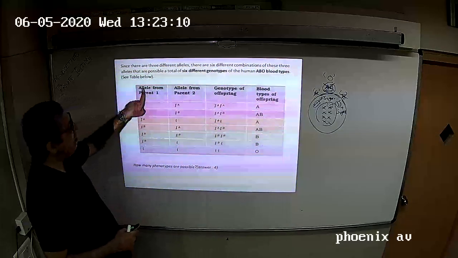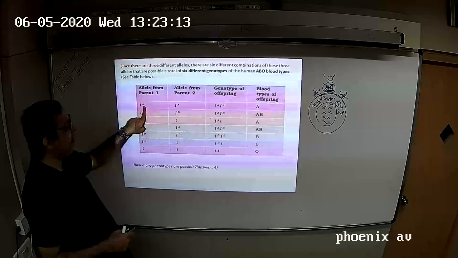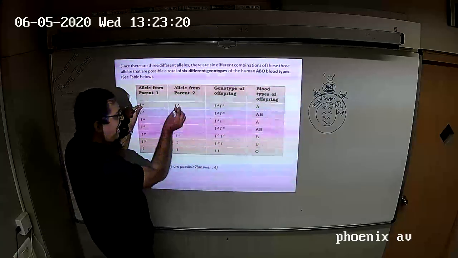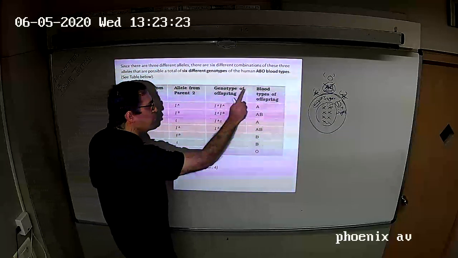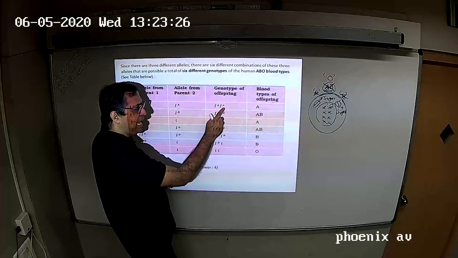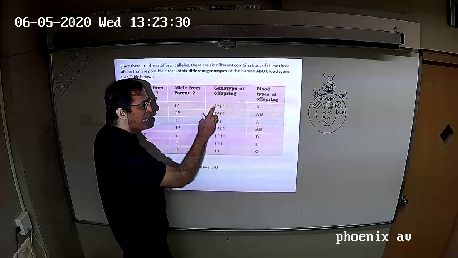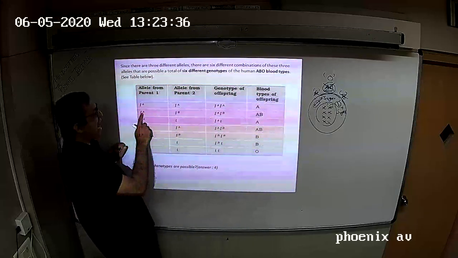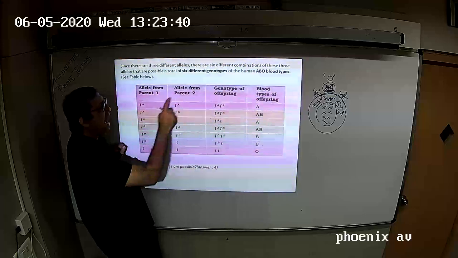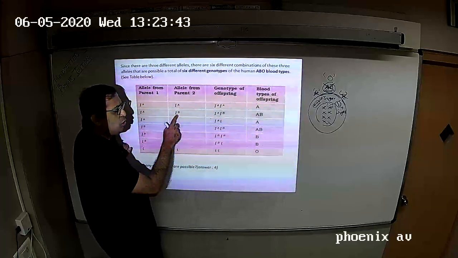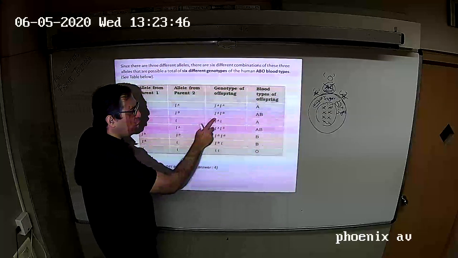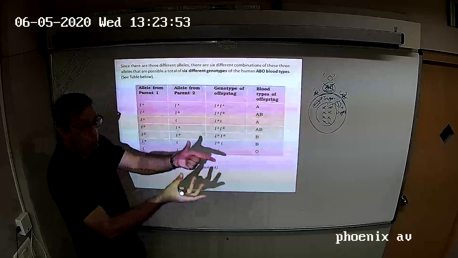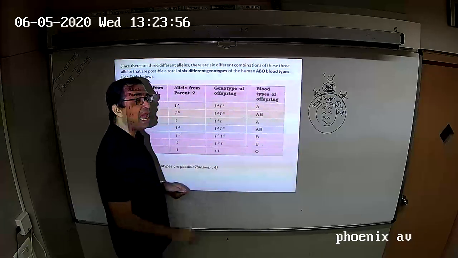So suppose we have allele from parent 1, I capital A, allele from parent 2, I capital A. Then दोनों में से एक-एक allele आता है, I capital A. When they fuse, genotype of the offspring will become I capital A I capital A, and the blood group of the person will become A. I capital A produces A blood group. Suppose you have I capital A as allele from parent 1, I capital B as allele from parent 2, then your genotype of the offspring will become I capital A I capital B. And I capital A, I capital B will show co-dominance, and your blood group will become AB.